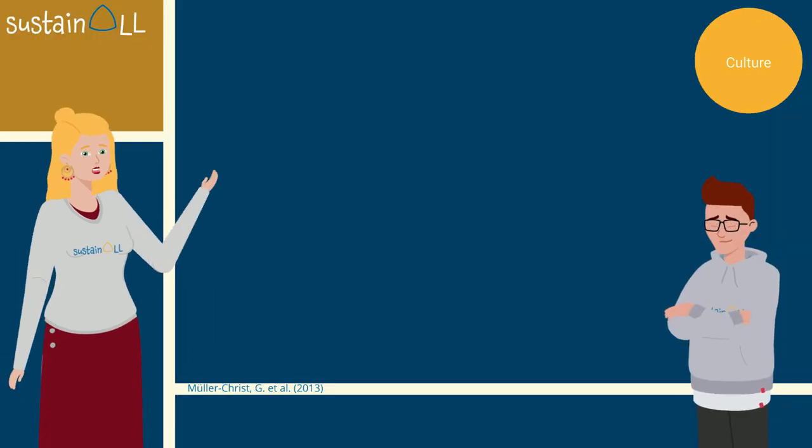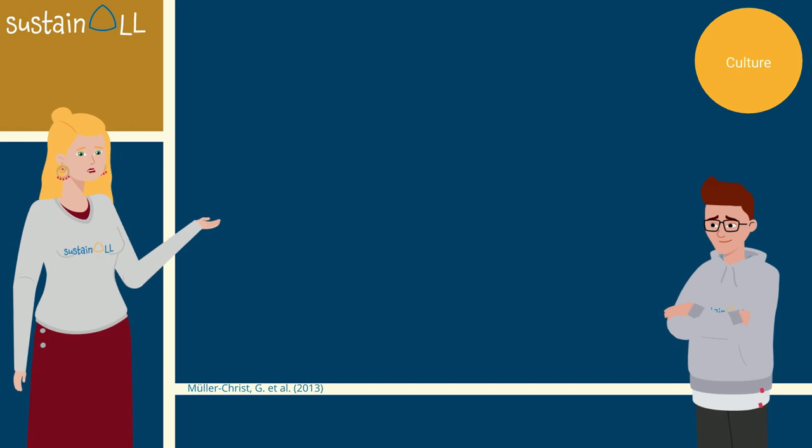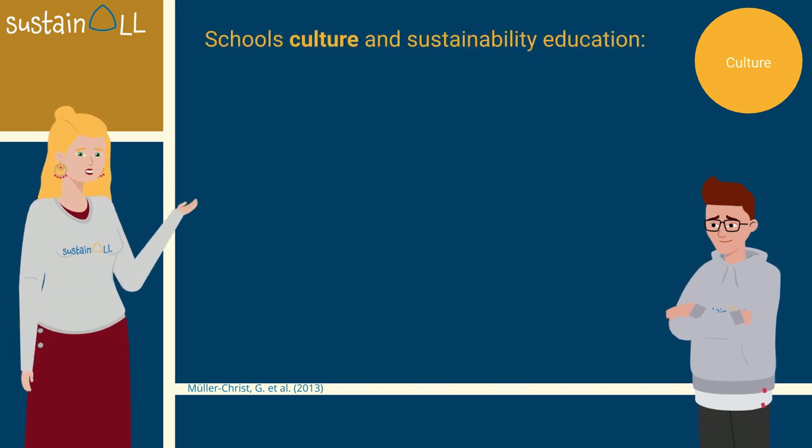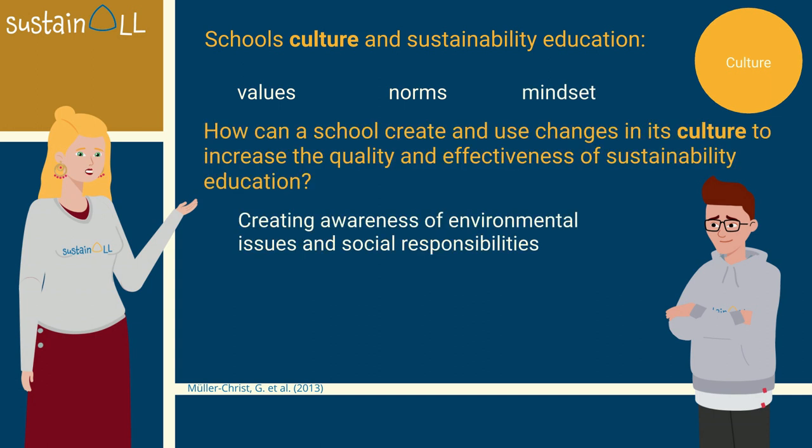So, let's have a closer look at the fourth sustainable development field, culture. The sustainable development field culture refers to the values, norms, and mindset within schools. These can be developed by creating awareness of environmental issues and social responsibilities. For example, with training courses for teachers and the school staff.